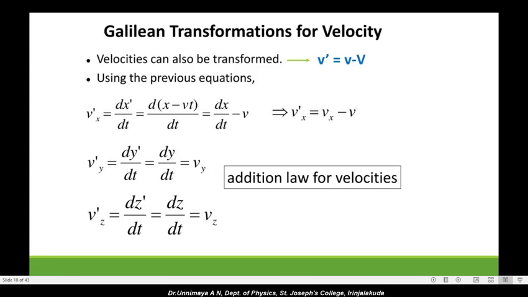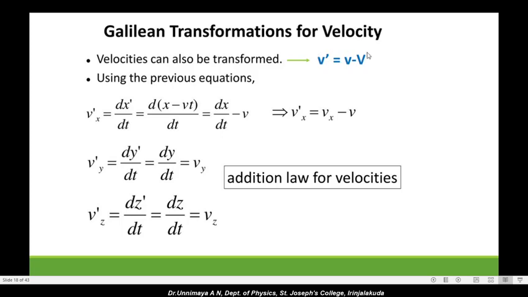And we also found that velocities can be transformed. That is, there are Galilean transformations for velocity. We found that v prime is equal to v minus capital V, where v prime is the velocity of the particle in the S prime frame, v is the velocity of the particle in the S frame, that is the inertial frame, and capital V is the velocity with which the S prime frame moves. So the Galilean transformation equation is v prime is equal to v minus capital V.